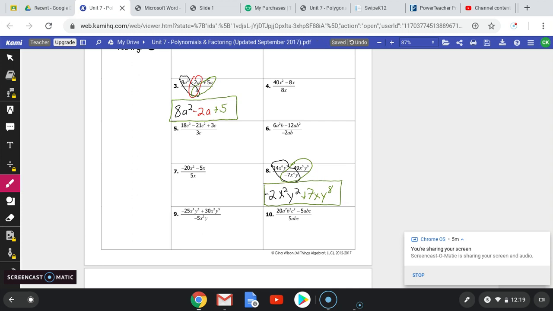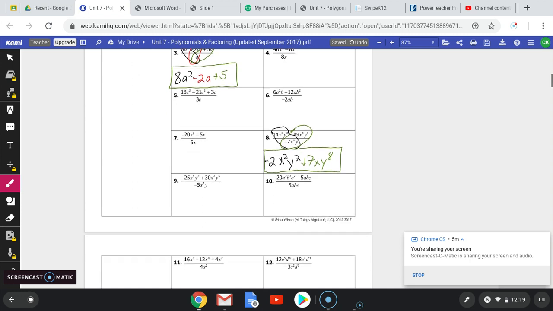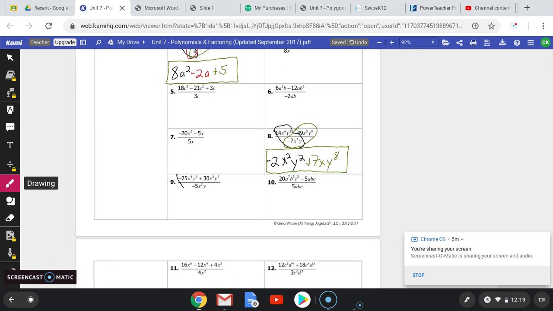I'm just trying to look for interesting ones. Let's look at number 9. Again, divide here. Negative 25x to the fourth y cubed divided by negative 5x squared y. Negative 25 divided by negative 5 is 5. Sorry.